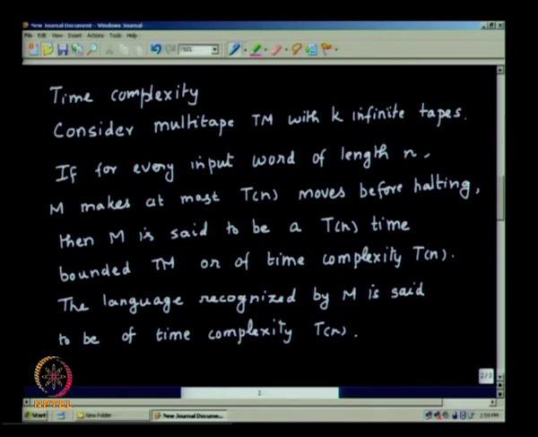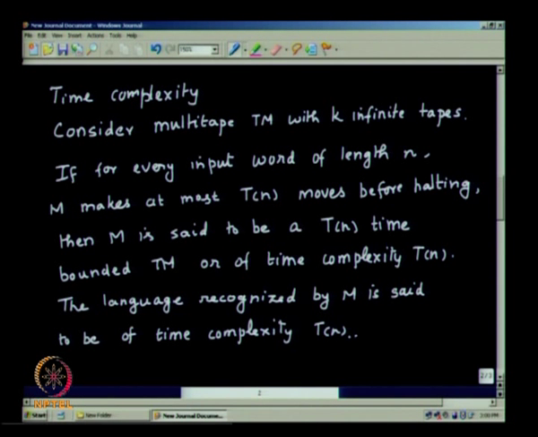Consider a multi-tape Turing machine with k infinite tapes. If for every input word of length n, M makes at most T(n) moves before halting, then M is said to be a T(n) time bounded Turing machine or of time complexity T(n). The language recognized by M is said to be of time complexity T(n).